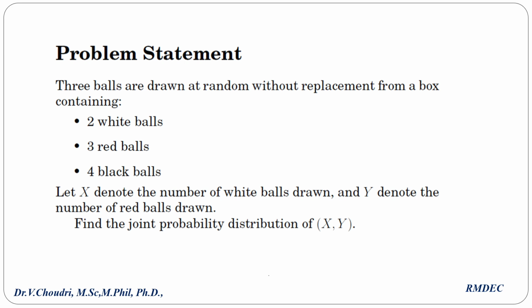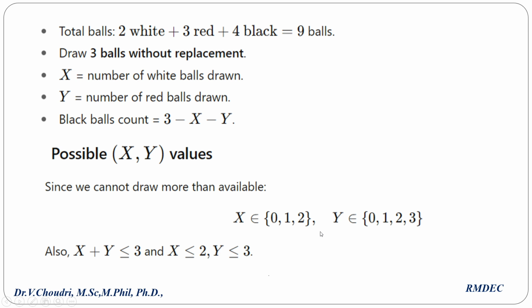See this example. 3 balls are drawn at random without replacement from a box containing 2 white balls, 3 red balls, 4 black balls. Let X denote the number of white balls drawn and Y denote the number of red balls drawn. Find the joint probability distribution of X, Y. So the question is only to form the joint probability distribution of X and Y. See, total balls are what? 2 white, 3 red, 4 black. So totally 9 balls. So draw 3 balls without replacement.